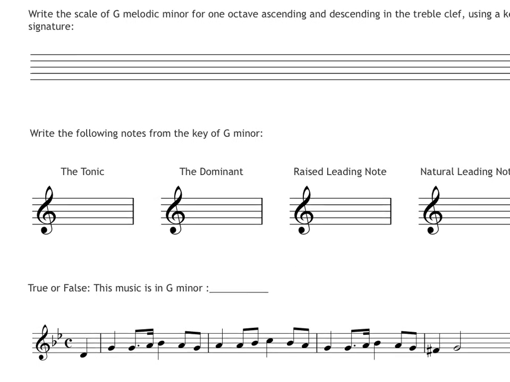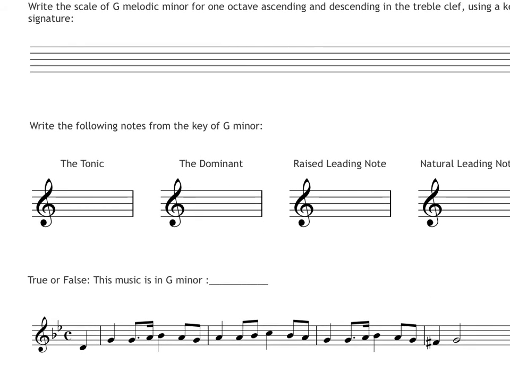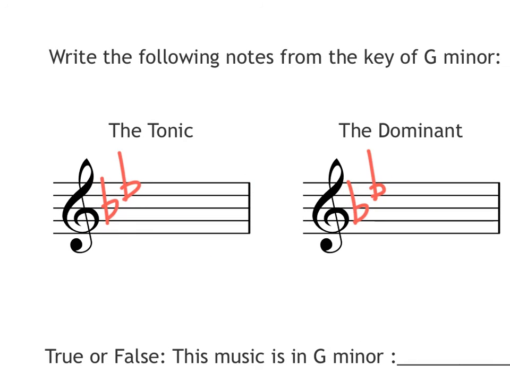Write the following notes from the key of G minor. All right, well, the first thing you can do for all these examples is write the key signature, because if you know you're in G minor, you're going to need the key signature, so it'll just ground you in all of your work here. What is the tonic note in the key of G minor? Well, in any key, the tonic note is the name of the scale. So your tonic note in G minor is the note G.